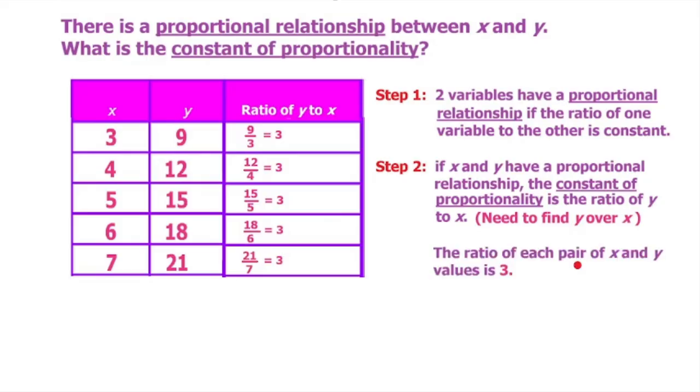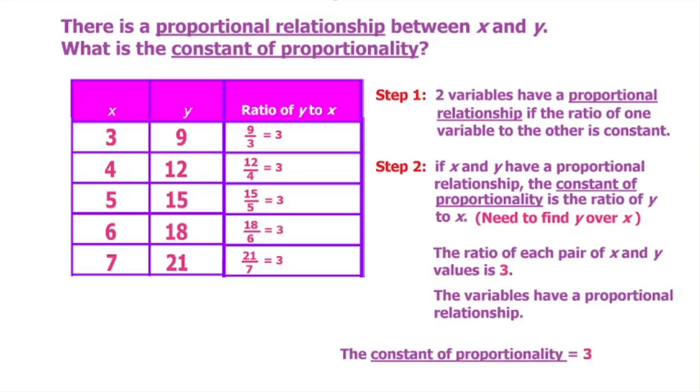So the ratio of each pair of x and y values is 3. They're all equal to 3. So that means the variables have a proportional relationship. So the constant of proportionality for these values is equal to 3. And that's it. That's how you do that problem.